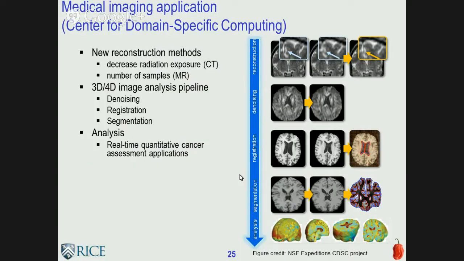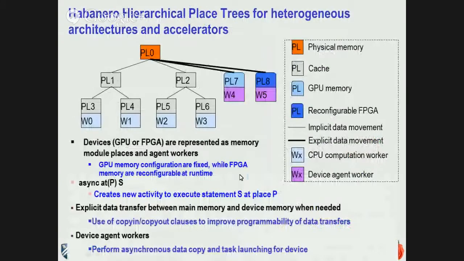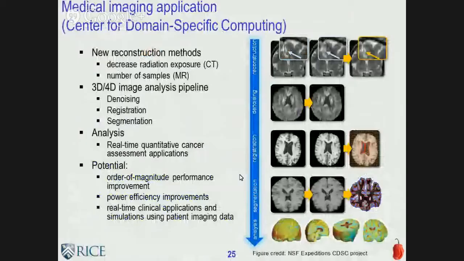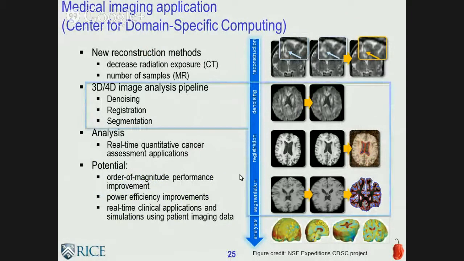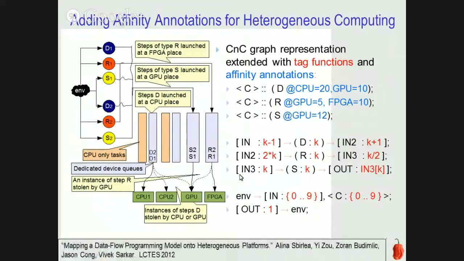So looking at an example, this is in our collaboration with UCLA and others in our NSF Expedition Center for Domain-Specific Computing. I'm just going to look at three stages in the imaging pipeline: denoising, registration, segmentation. This work was done by taking CnC and mapping it onto our primitives. So a CnC program has a graphical specification. This is a textual representation of the graph.